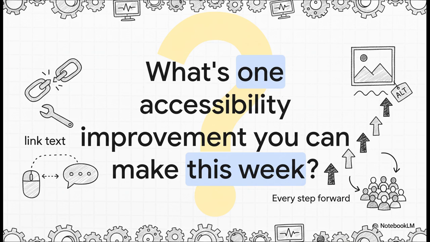So I want to leave you with this final question. You don't have to go back and overhaul everything overnight. That's overwhelming. Just think about this. What is one small, meaningful change you can make to your course this week? Maybe it's just fixing your hyperlinks or adding good alt text to one important image. Every single step forward helps create a more inclusive course for all.